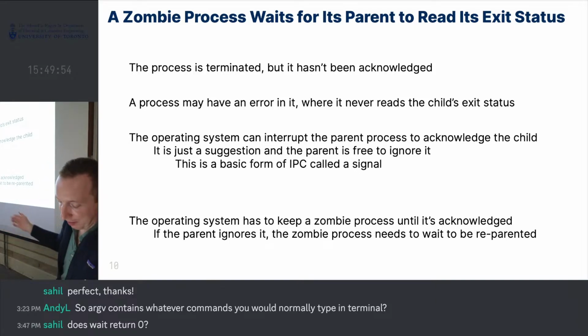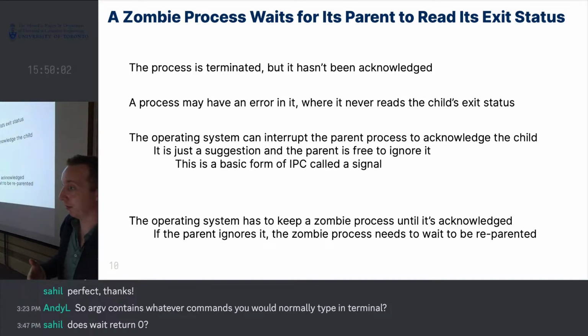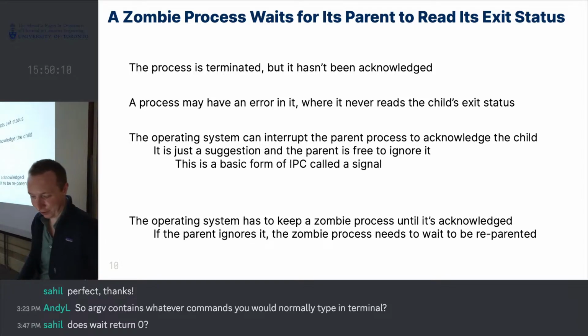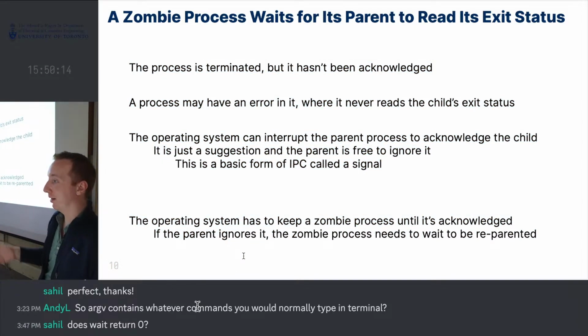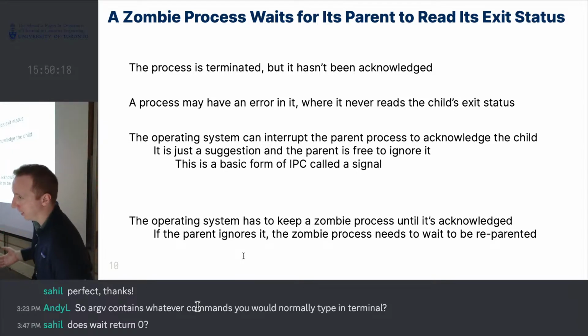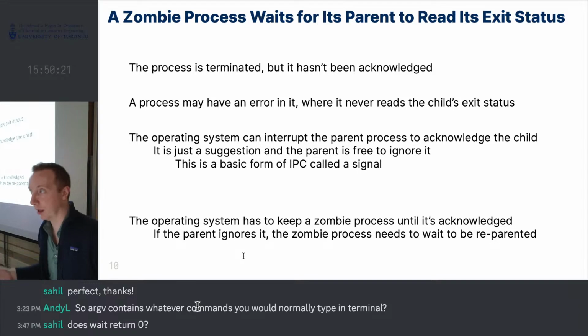And that is basically a form of an interrupt. So the kernel will generate an interrupt to your process and say, hey, one of your children terminated, you should probably acknowledge it. And because it's an interrupt that you write, you can be like, yeah, no, I'm good. I don't need to. In which case, the operating system has to keep that process control block around, and that's where it gets into that zombie state I talked about earlier, where it's neither alive nor dead.